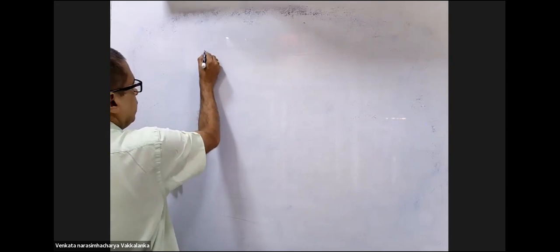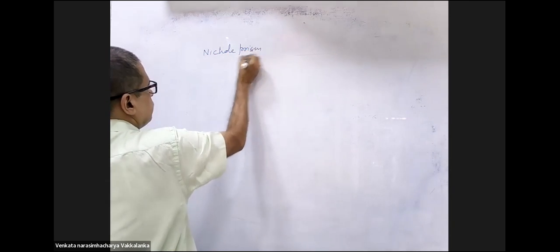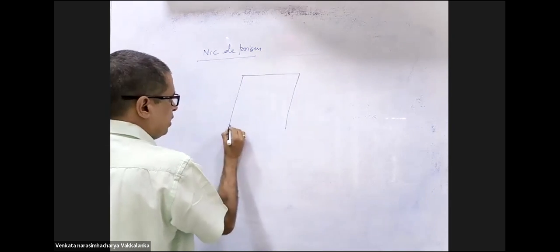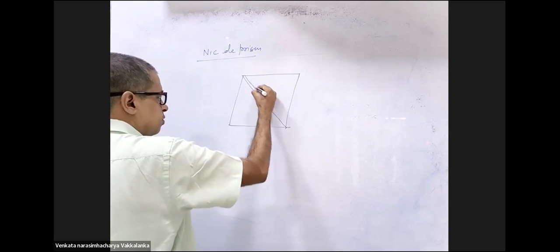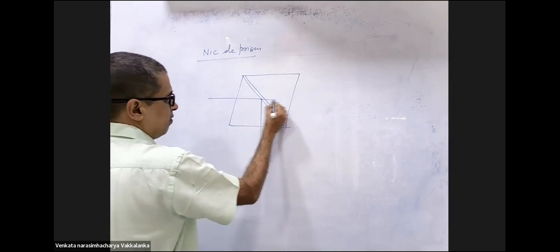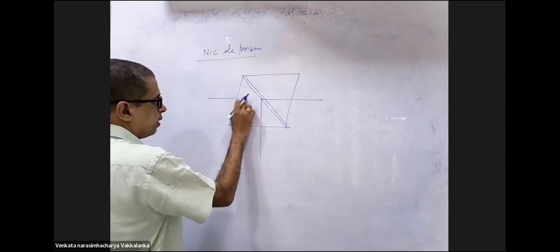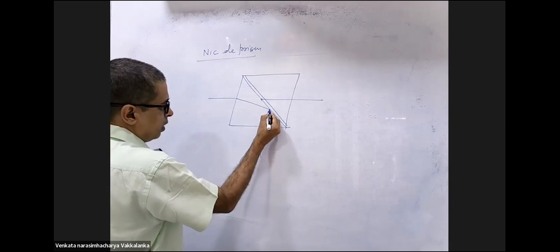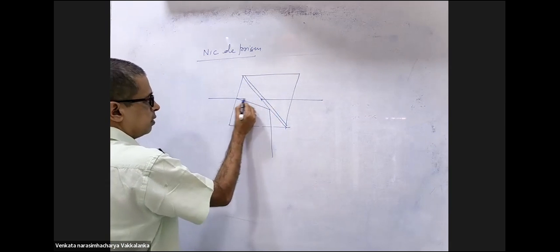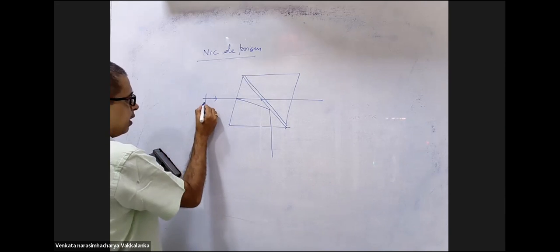Now, this is called Nicol prism. Nicol prism is actually a combination of two crystals. One light ray comes this way and it is reflected, the other goes this way. It technically comes this way and it comes out this way. The other goes straight. This is the incident light ray which is unpolarized.